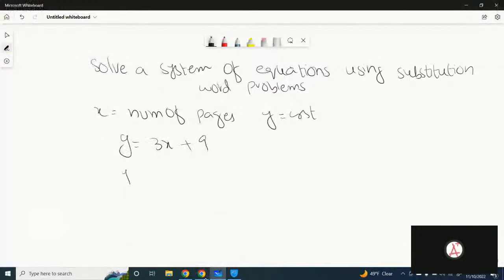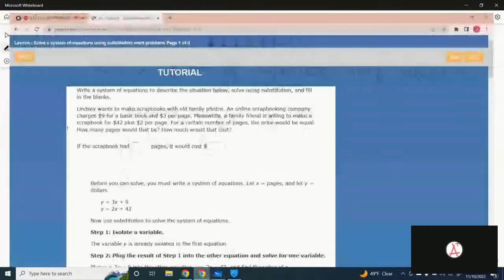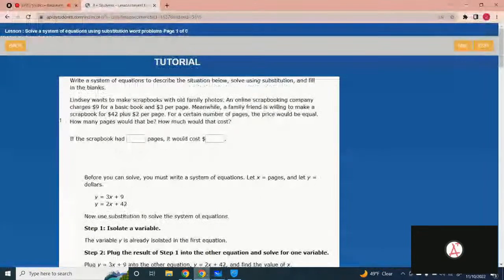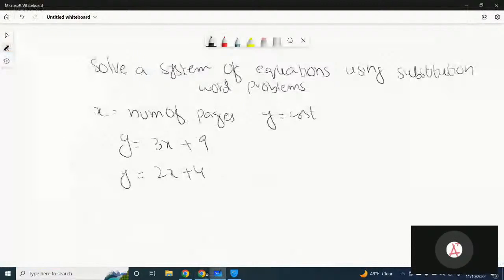Then the second equation is $42 plus $2 per page. So it would be 2x plus 42. You have to solve these two equations using substitution method. So let's just find the value of y from equation number 1 and substitute the value in equation number 2. Got it?